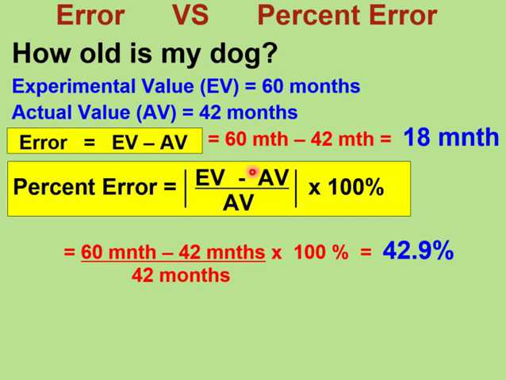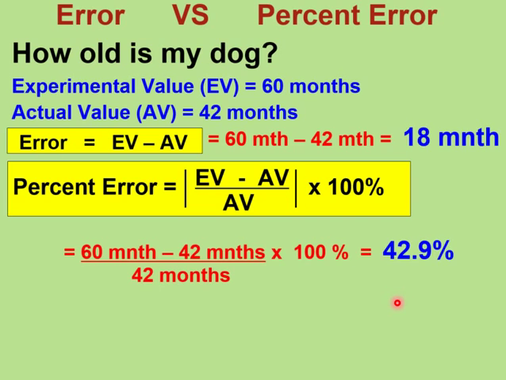The same equation for error, but we are going to divide that by the accepted value, 42 months, and multiply by 100%. It's going to turn into a percentage of 42.9. That's a pretty high percent error. And so what that means is you weren't that close, right?